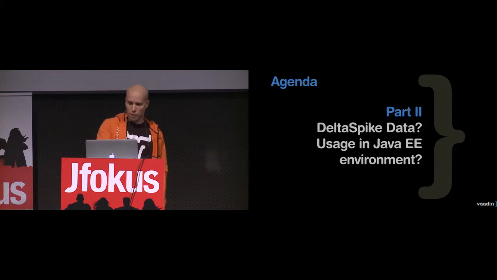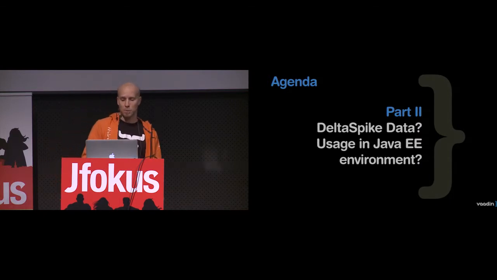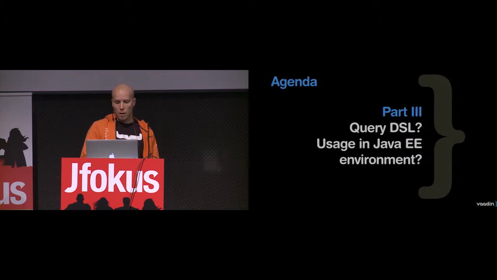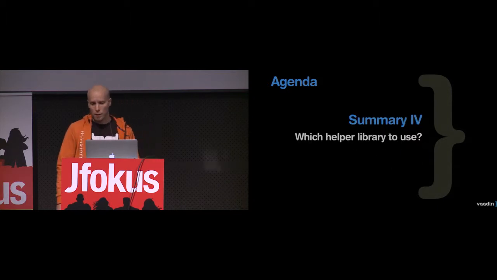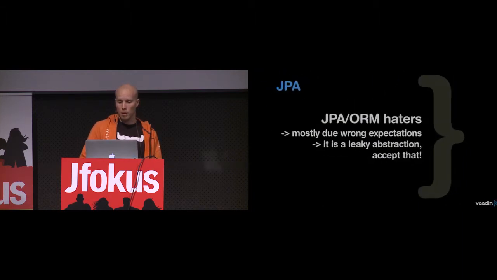If we go back to DeltaSpike Data, it's a kind of replica in CDI of Spring Data, which is pretty much the same thing for Spring users. So everything that you learn in the DeltaSpike Data section, you can pretty much adapt to the Spring world if you have a Spring-based stack in your Java application. And then in the end, I will discuss which of these libraries you should really use.